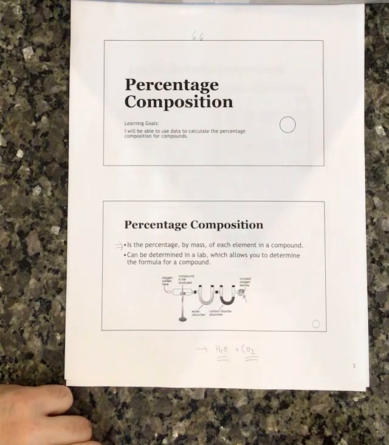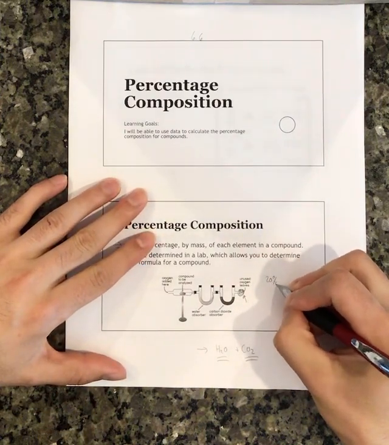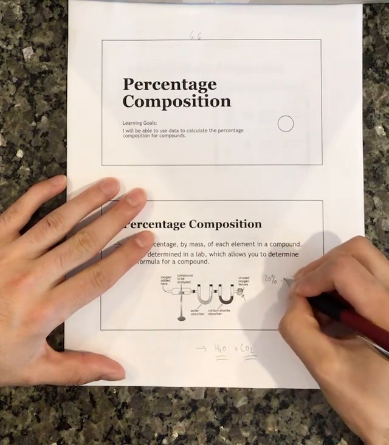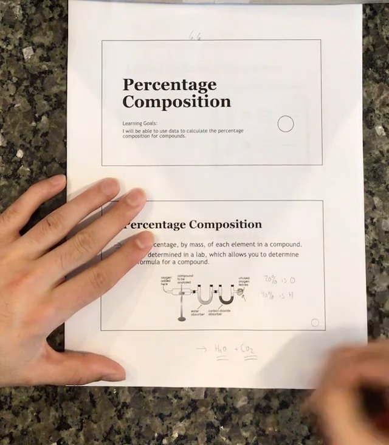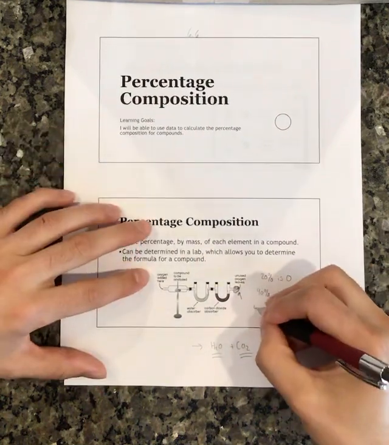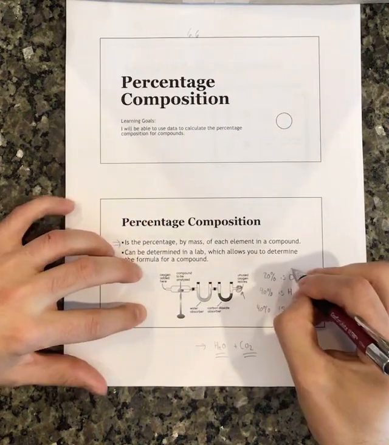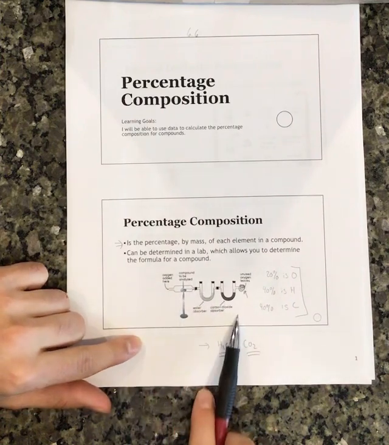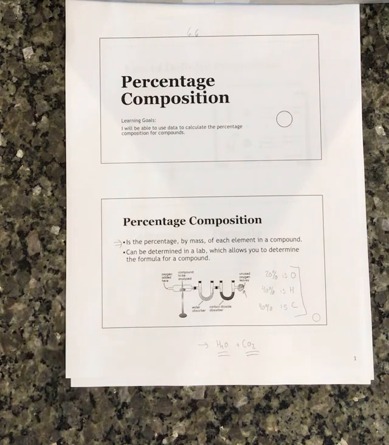And what it's going to tell you, it's going to say this. It's going to say 20% of your compound is oxygen. It's going to say 40% is hydrogen. It's going to say another 40% is carbon, whatever the case may be. So that's what this machine's going to tell you. It's going to tell you what percentage that compound is made up of.